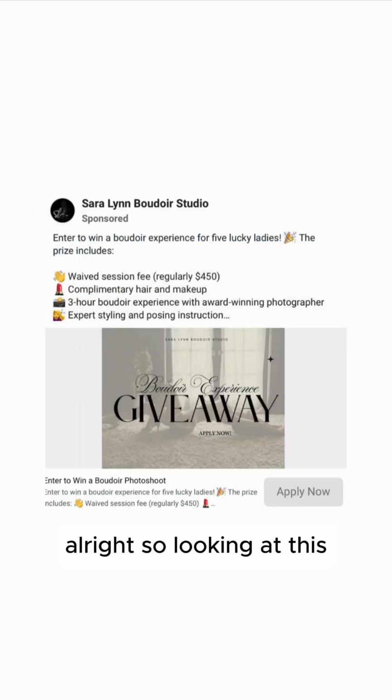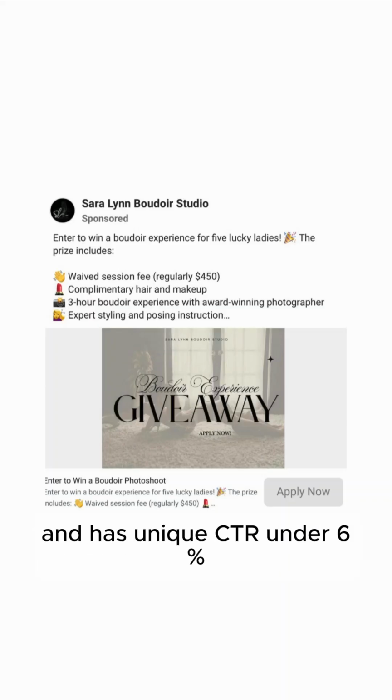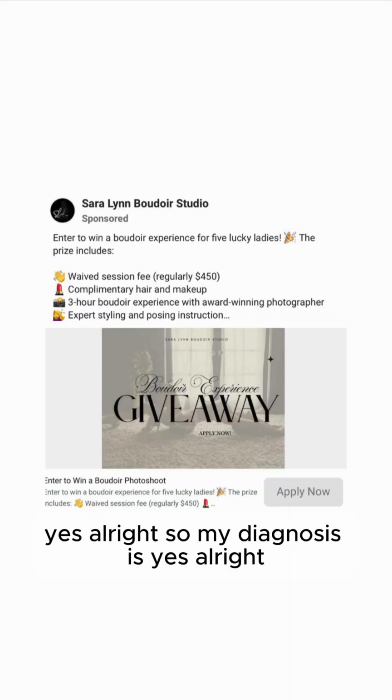All right, so looking at this, do we believe this has BLCS, aka boudoir low click syndrome, and it has a unique CTR all under 6%? Yes. All right, so my diagnosis is yes.